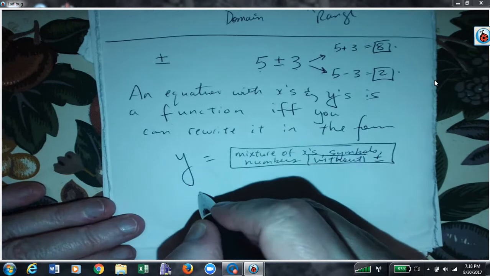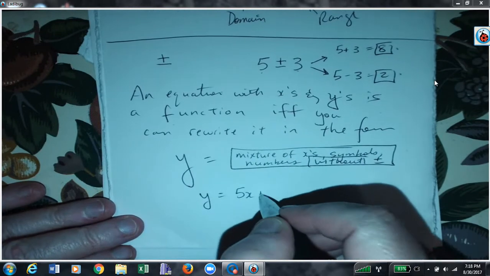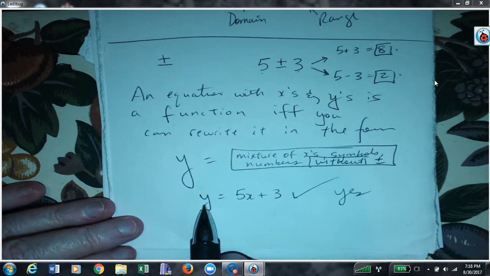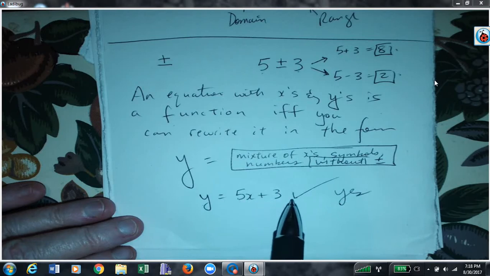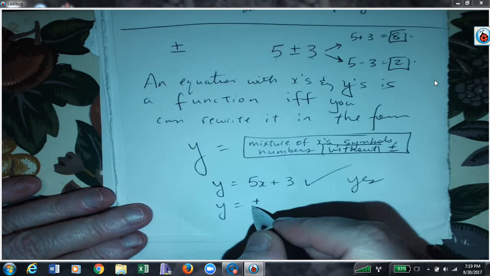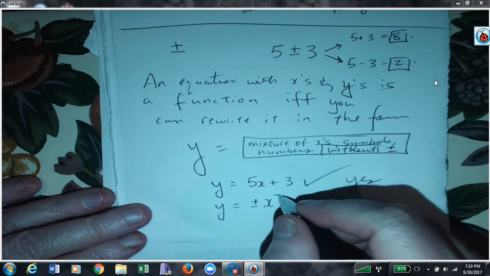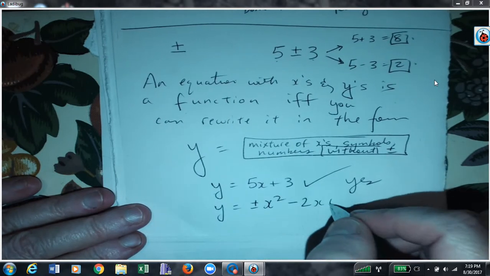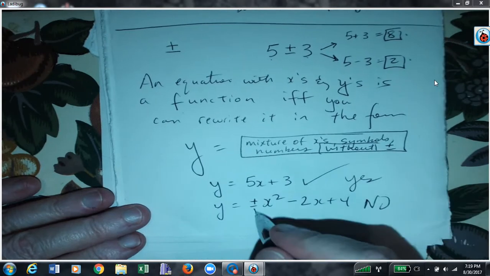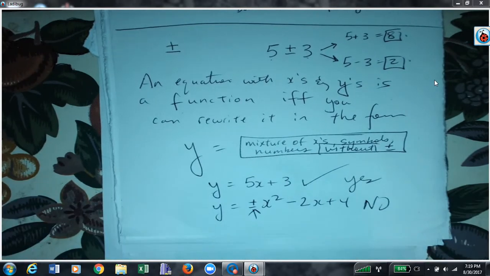Okay, so that is a function. I've got y by itself on the left-hand side, and I have a mixture of x's, numbers, and symbols, but there's no plus or minus sign. This is not a function, because I've got that plus or minus symbol. Okay, so is it always going to be that easy?